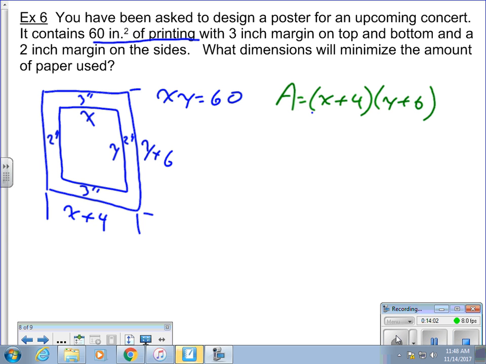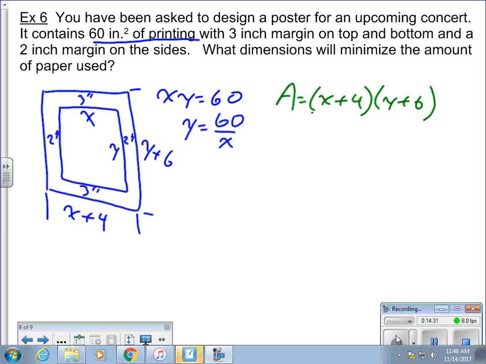So if I go back to this one here, for my given information, the printed area is 60 square inches, X times Y equals 60. Solve one of those for X or for Y. Go ahead and solve for Y. Why? Because I feel like it. So Y equals 60 over X, or you could do X equals 60 over Y. Either way, in the end, you'll end up with the same dimensions. Doesn't matter.